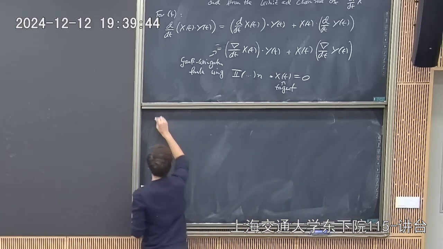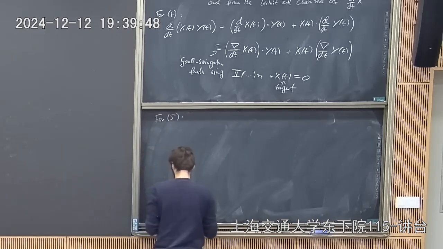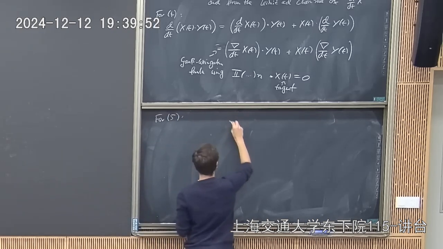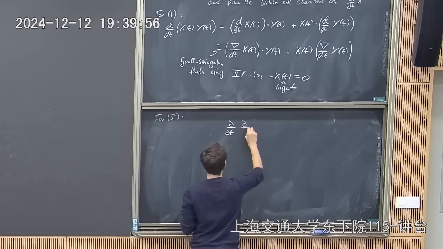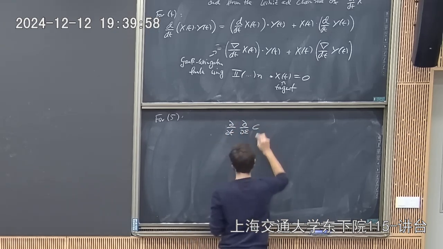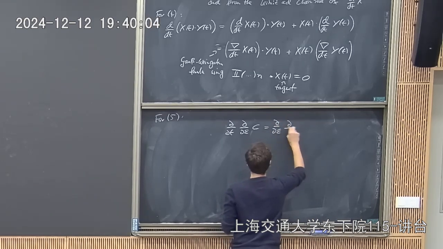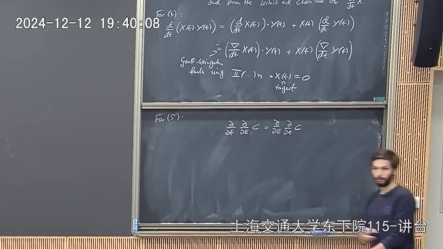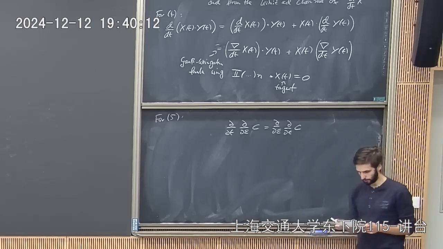So 4.5. We know that the second derivatives commute. So let's start in the middle. Here you have d dt of d epsilon of a curve. It's the same thing as d d epsilon dt of the curve. That's just something that you know from your calculus course.